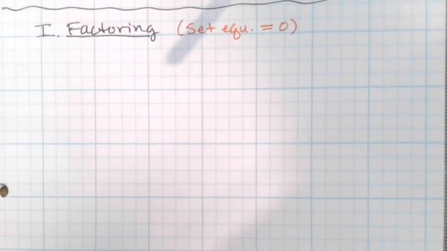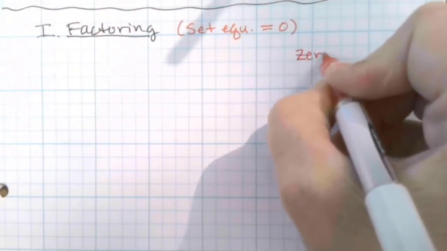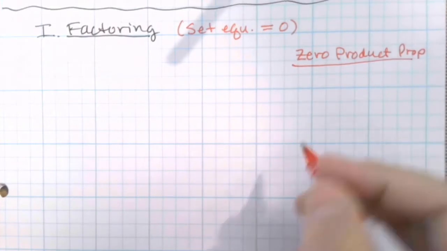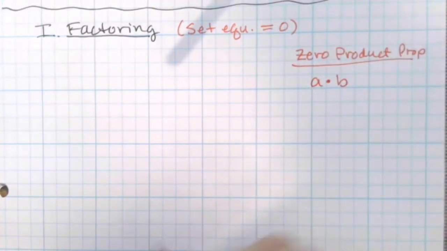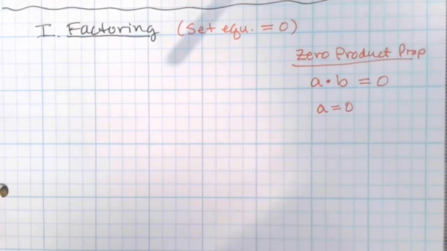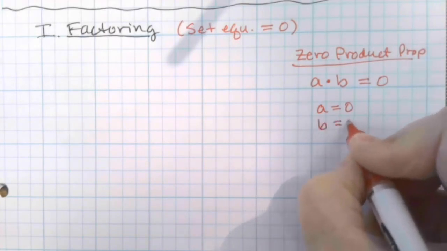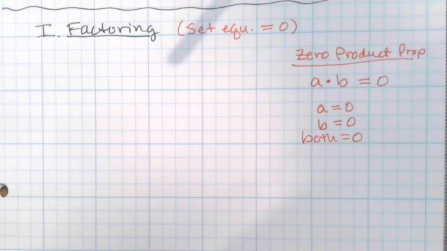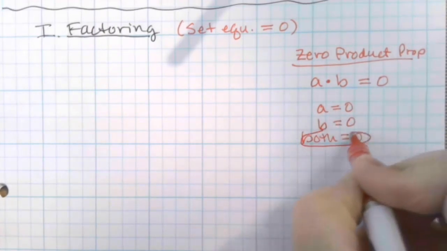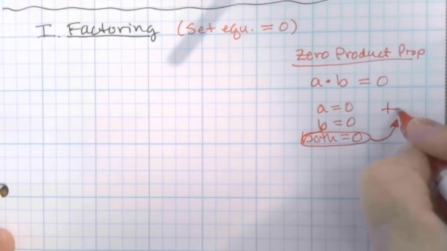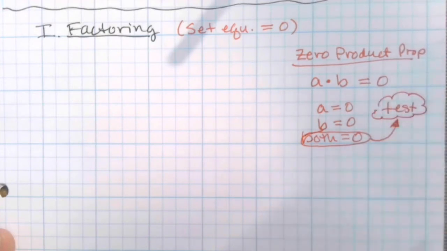And when we set it equal to 0, we use something called the zero product property, which says if you have two expressions multiplied together and they equal 0, the only way that would happen would be if the first one was 0, so A is 0, or the second one could be 0, B could be 0, or they both could be 0. And we actually don't know which one is the case. So of the three, we pick the both, find two answers, or 3 or 4 answers, and then we test the answers to see which ones will work and which ones won't. So that's zero product property.